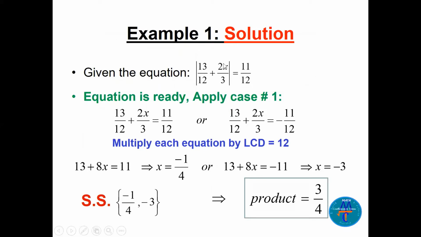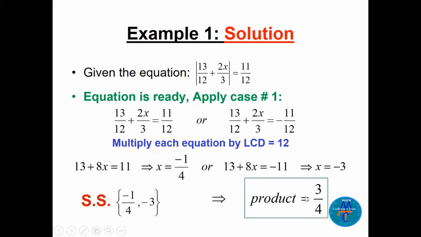Take in the bracket here, this expression equals 11 over 12, or this one equals minus 11 over 12. So now these are simple linear equations. Multiply by the LCD 12 here, you get 13 plus 8x equals 11, so x will be minus 1 over 4. 13 plus 8x is equal to minus 11, so x will be minus 3. Check the numbers. These are the solution set, two numbers. If we say find the product, you multiply them: 3 over 4.